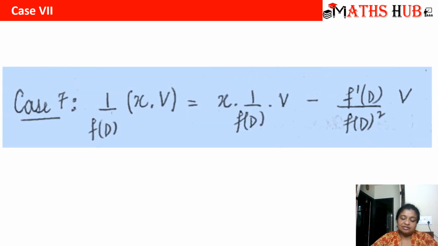In case 7, this is also a rule for a product function, but now the product is x multiplied by V. That means one of the functions has to be x and V can be any of the other functions. It can be exponential, sine, cos, sine hyperbolic, cos hyperbolic, any one. So what does the rule say? x comes out, we operate 1 by f(D) on the function V. Then we write a minus sign, then we take the derivative of the function f(D) in the denominator, take the square of this function, operated on the function V.